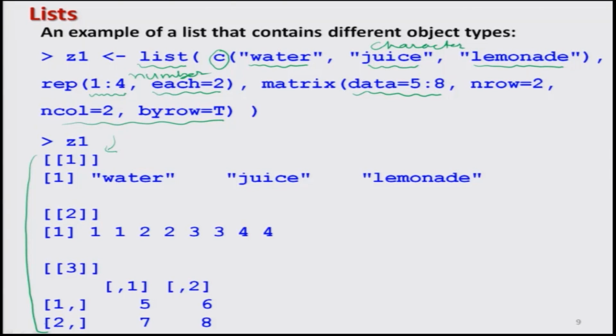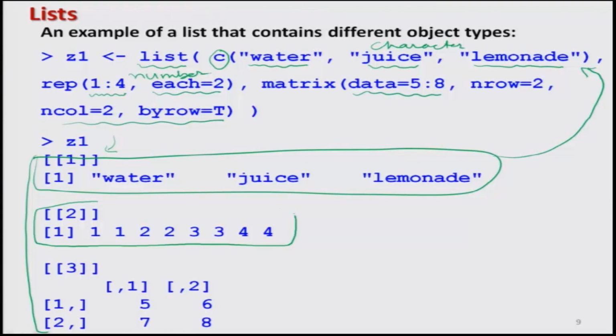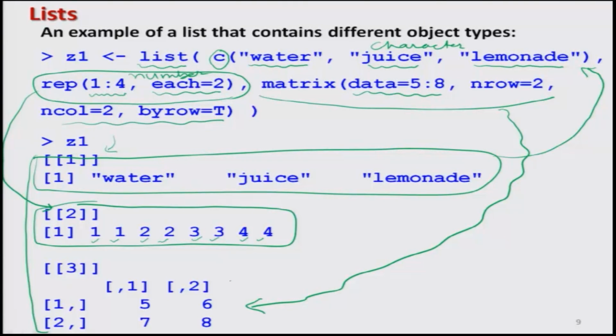You can see that this part is nothing but the first element, the c of water, juice and lemonade. This second part is the 1, 2, 3, 4 with each being repeated 2 times. So, you can see 1, 1, 2 times, 2, 2, 2 times, 3, 3, 2 times and 4, 4, 2 times. And the third element is the matrix, which is coming over here.